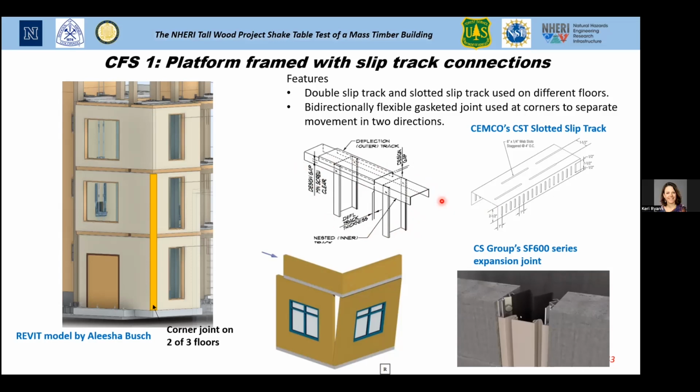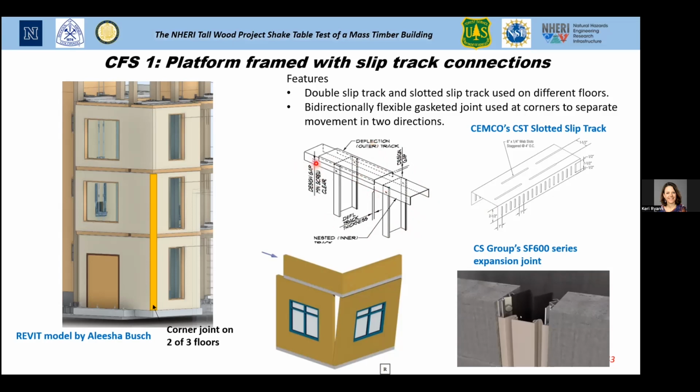So if you connect everything rigidly, it's not going to move. It's going to get damaged in the movement. So a slip track connection at the top allows the relative movement. Basically, it's a form of seismic isolation. Back to my roots. We're isolating the wall, the non-structural wall, from the movement of the building.